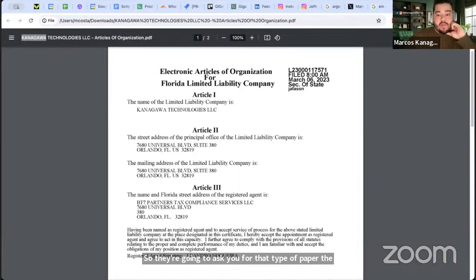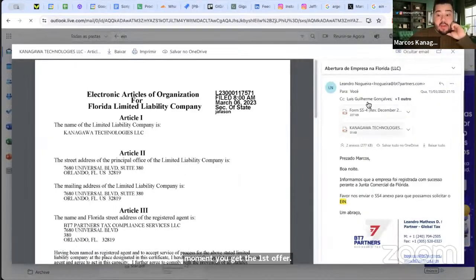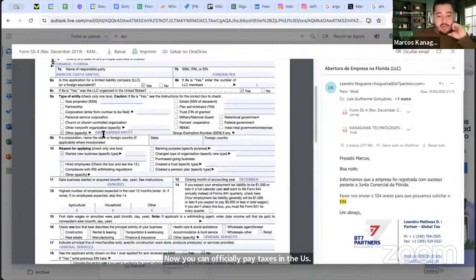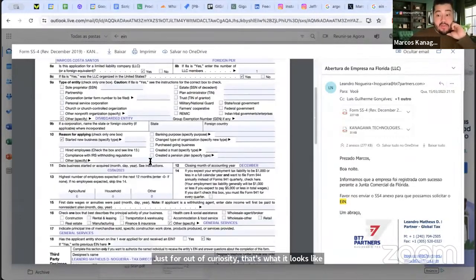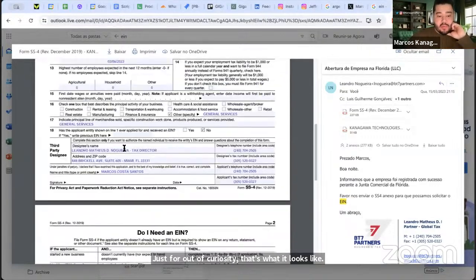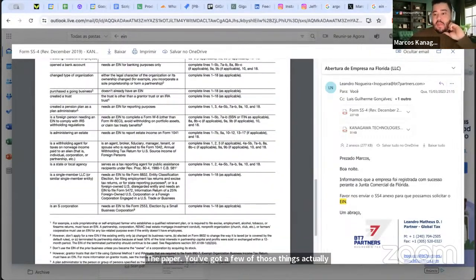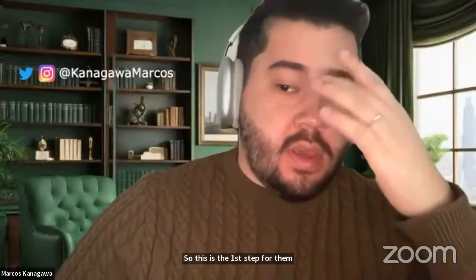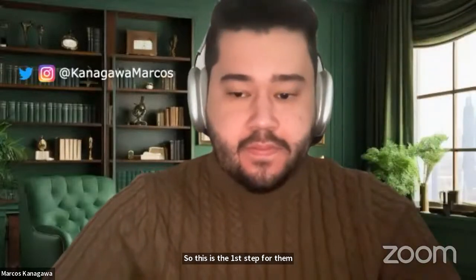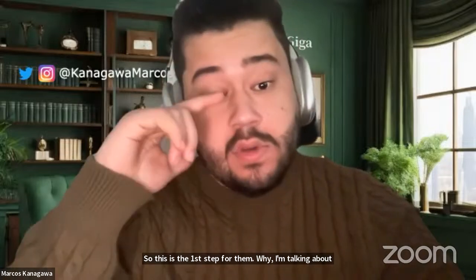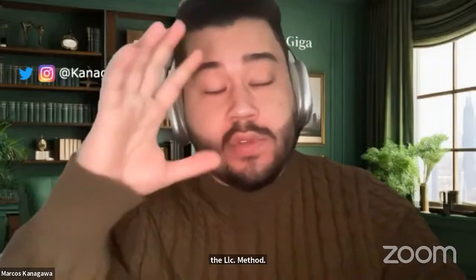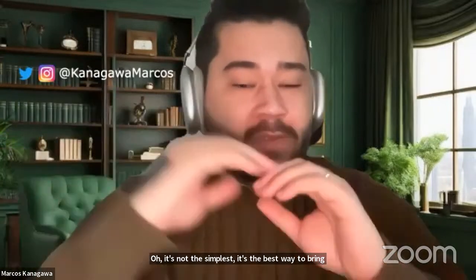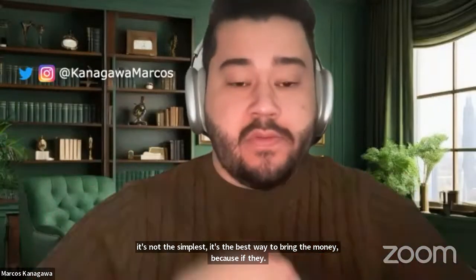With that in hand, now you can officially pay taxes in the US. Just out of curiosity, that's what the paper looks like. You have to fill those things out on paper. So this is the first step for why I'm talking about the LLC method. LLC, as far as I know, is the simplest way. Oh, it's not the simplest. It's the best way to bring the money because you pay a very small amount of taxes on top of it.